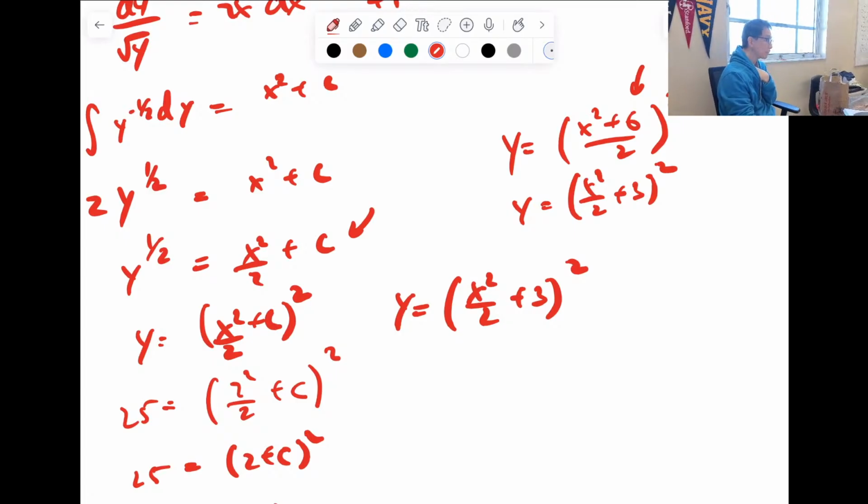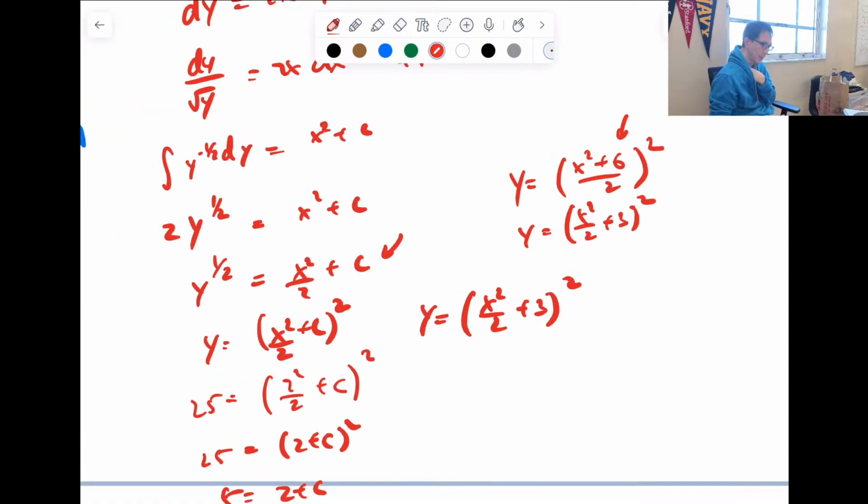Any questions? Include c inside the parentheses? Not always, it depends on how I solve for y. Here it's going to be y in parentheses, square root. Yeah, y equals, x equals 0.